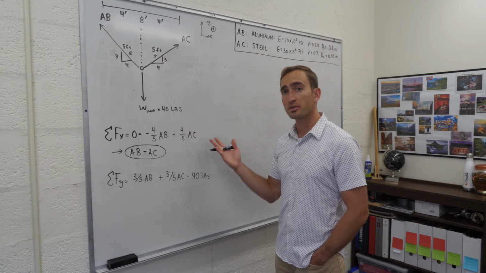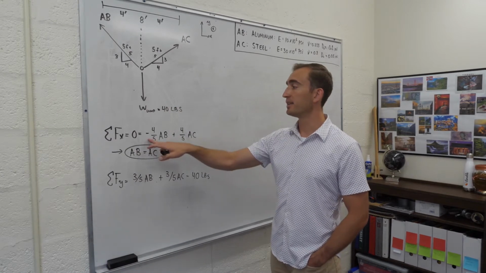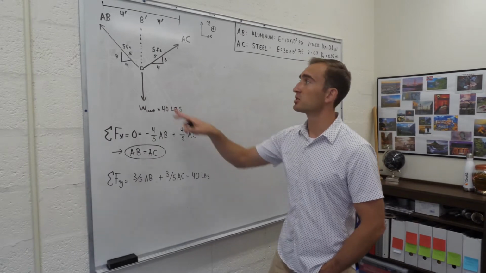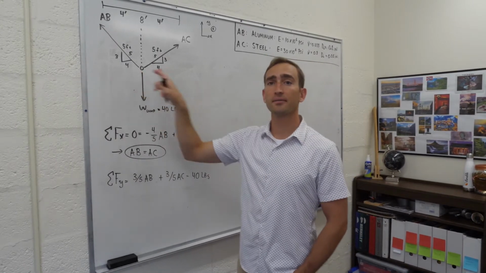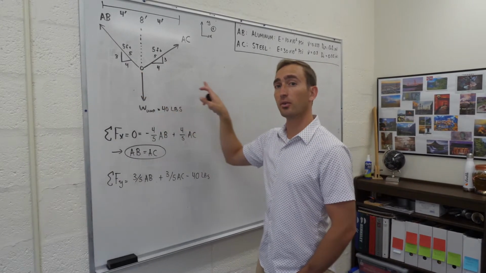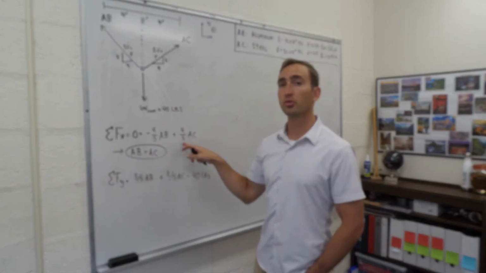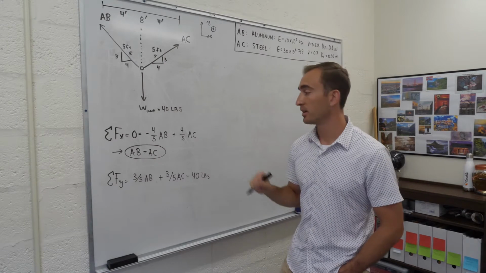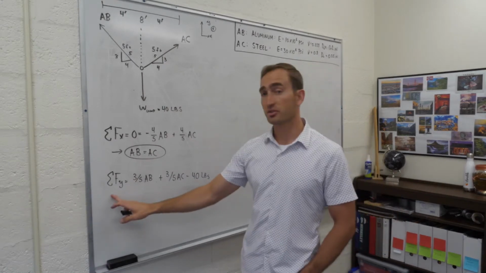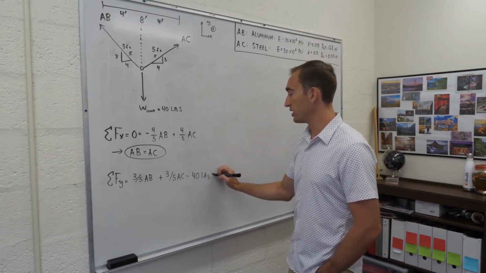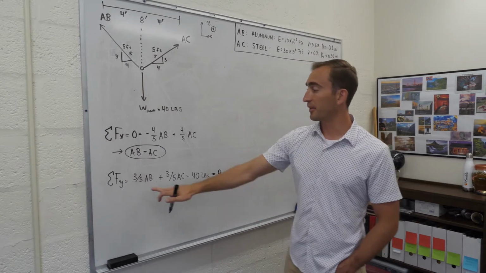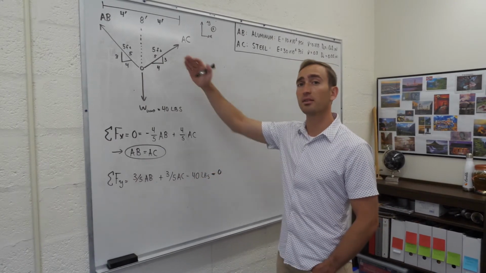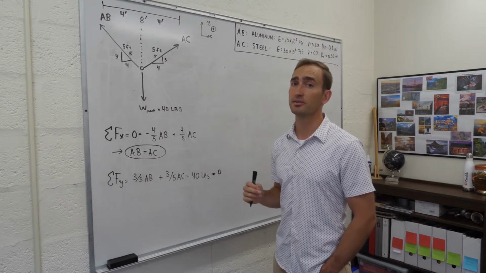Once we write out the sum of the forces in the X, we can see that we have negative 4/5 AB plus 4/5 AC. So we've got the X component of AB going to the left, the X component of AC going to the right, and we can see that because they're multiplied by the same factor, those two values are going to have to be the same. What we can then do is write our sum of the forces in the Y. We'll set this equation equal to 0. So we've got 3/5 AB plus 3/5 AC minus the weight of the lamp going down of 40 pounds.